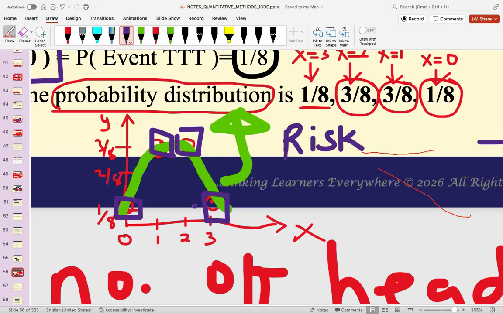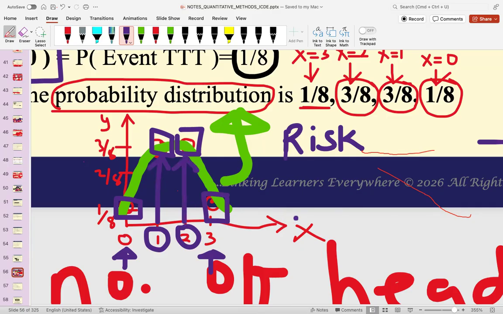So if I am to translate this into business, this is what it is saying: if you invest in this one, the chances of losing your money is low. If you invest in this one, the chances of losing your money is low. But if you invest in this one and this one, the chances of losing your money is very high.